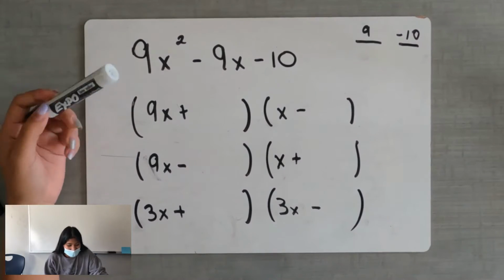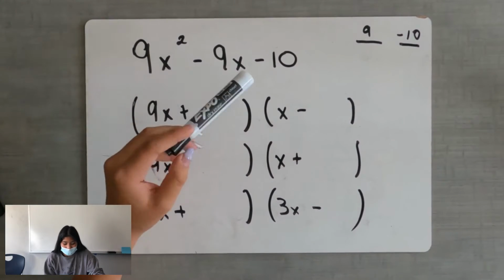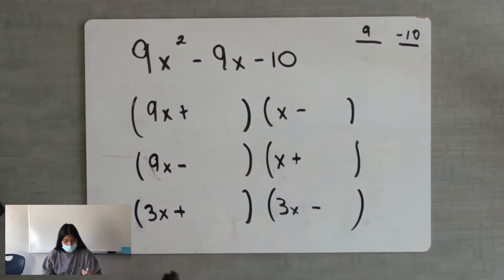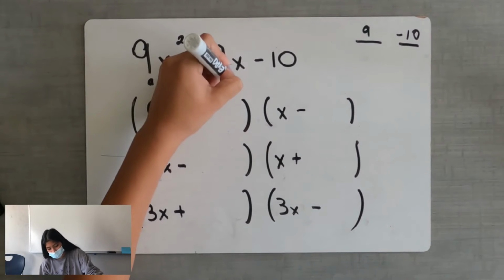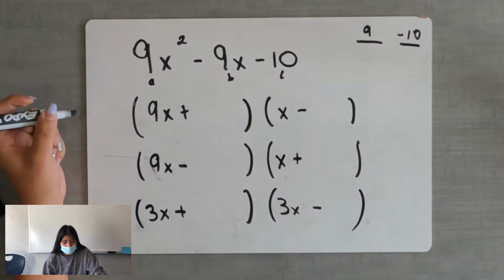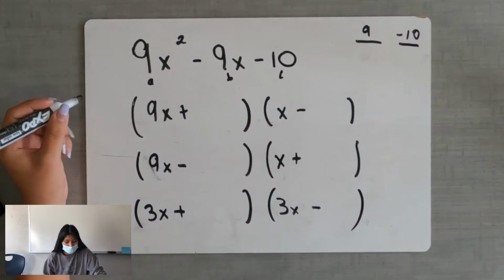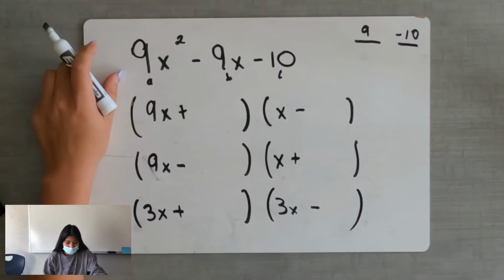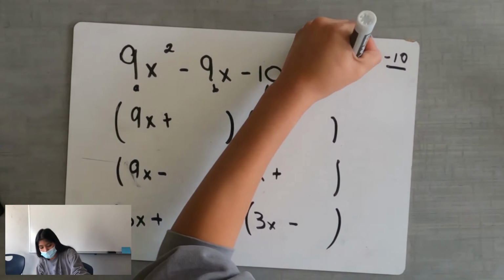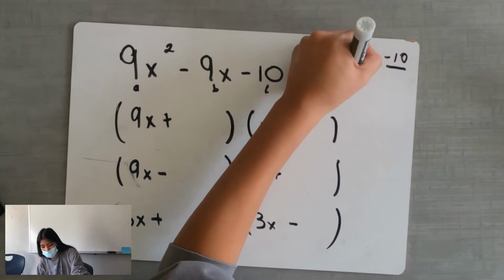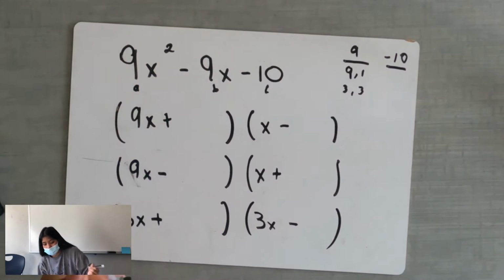Okay, so the problem is 9x squared minus 9x minus 10. And the first thing to note is that this is the a term, this is the b term, and this is the c term. So 9 is not prime. It has multiple factors, and so we can list them out here. So 9 times 1 equals 9, and 3 times 3 equals 9.